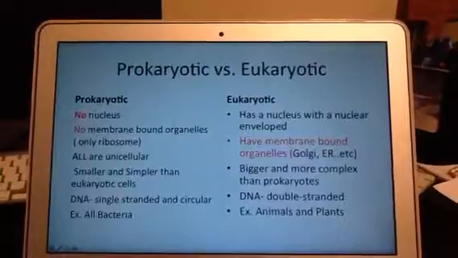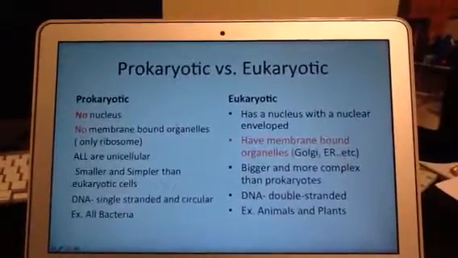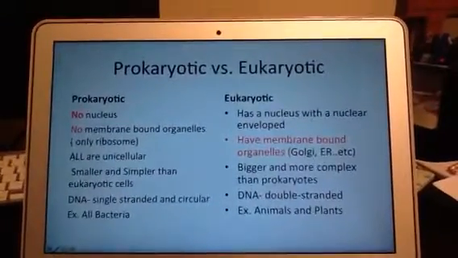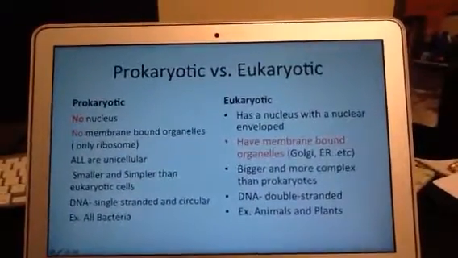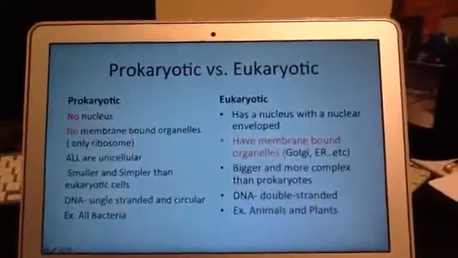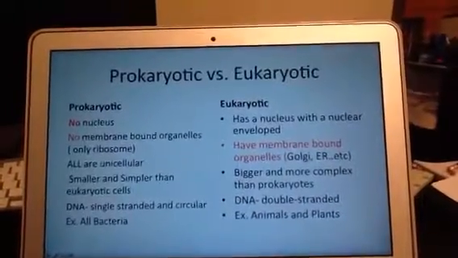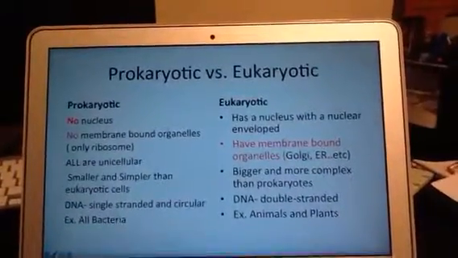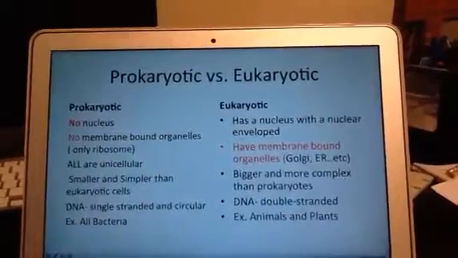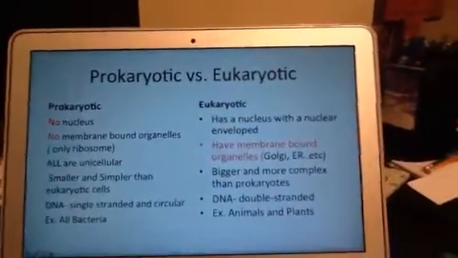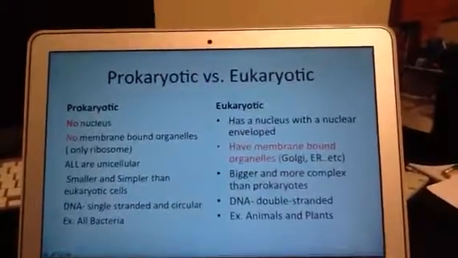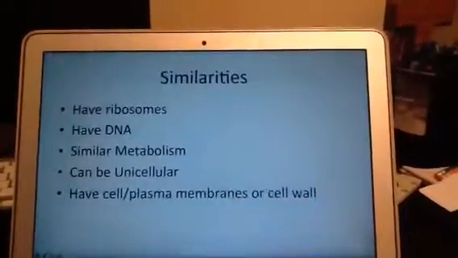And a eukaryote cell has a nucleus with a nuclear envelope. They have membrane-bound organelles, for example, the Golgi apparatus or Golgi complex, and another example would be the ER. And they are bigger and more complex than prokaryote cells. Their DNA is double-stranded. An example of a eukaryote cell would be animal cells.